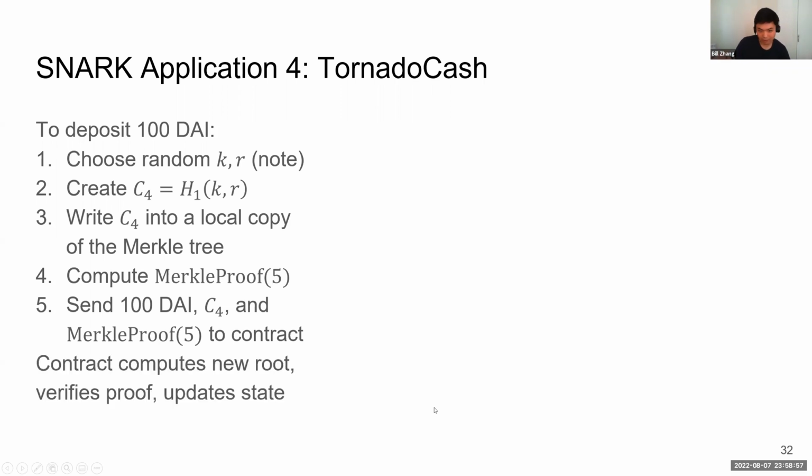It's a little bit cryptic. Like, why are we computing a new Merkle proof? All of this is just so that the Tornado Cash smart contract can update itself and be ready for whichever next user wants to use it.